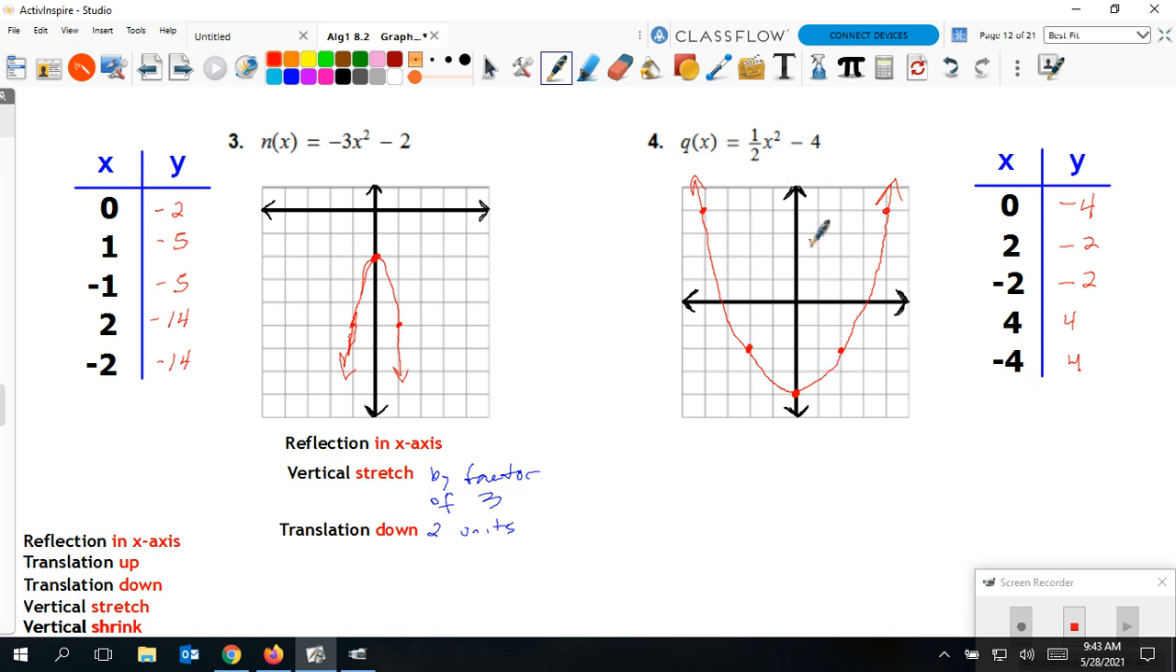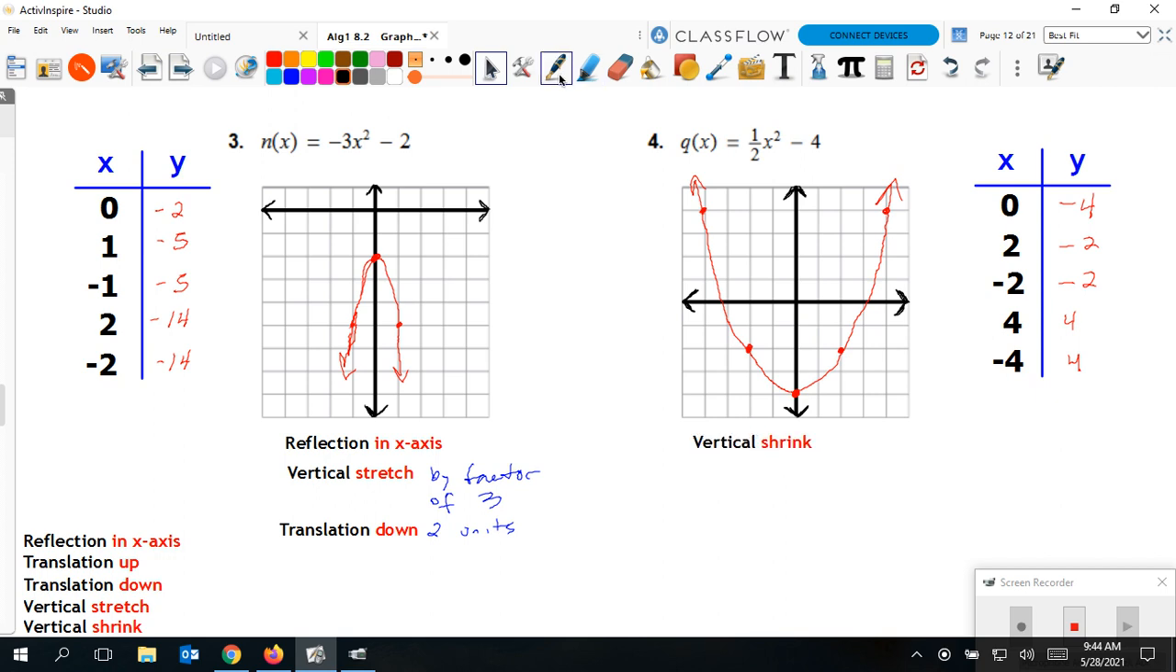So we can see, according to this, the parent function, if I was to do the parent function pattern from here, 1, 1, and then 2, I go 4, 1, 2, 3, 4, which would be inside of this. So this is definitely wider. It's wider because this is a 1/2. It's between 0 and 1. So wider means shrink. So we're going to have a shrink on this one. There is no reflection. It's still opening up. So no reflection, but it will have a shrink on this one because of the 1/2.